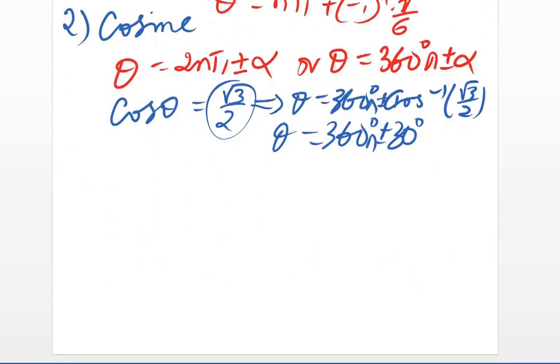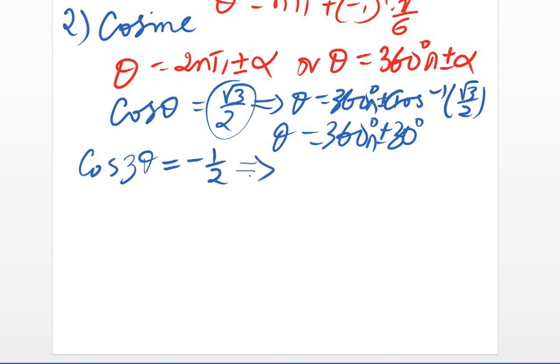Apart from asking us this general solution in this form, what if you are asked that cos 3 theta is equal to -half? How do you obtain the general solution? Cos 3 theta is equal to -half.